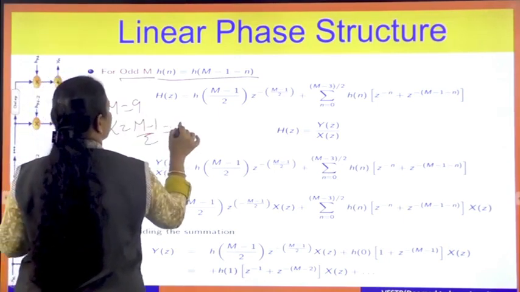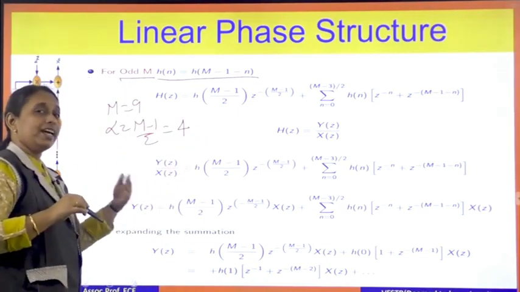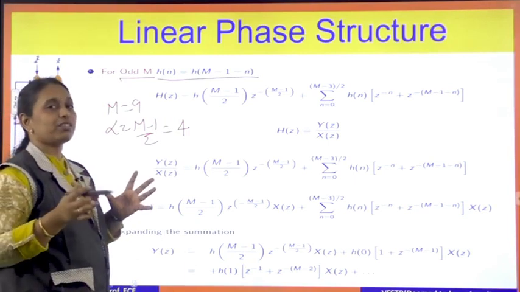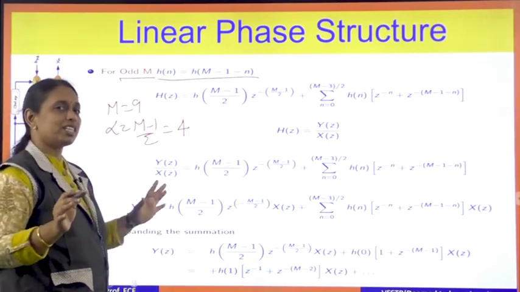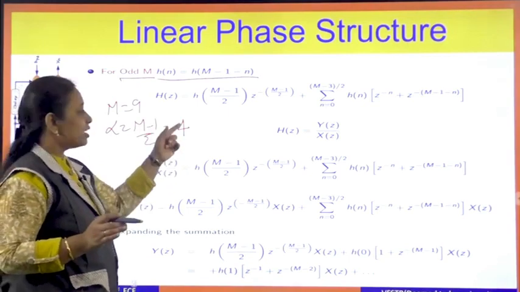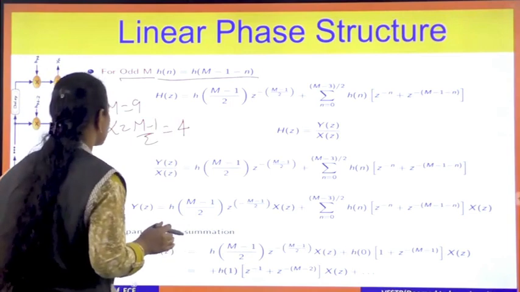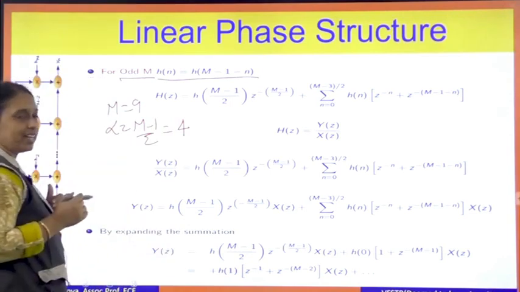9 minus 1 by 2, so it is 4. Here the value will be present. In the even case it was 3.5, that's why I told you in between integers there won't be a value, but here the values will be there. So 4 is my center of symmetry. If 4 is my center of symmetry, how to divide the equation?